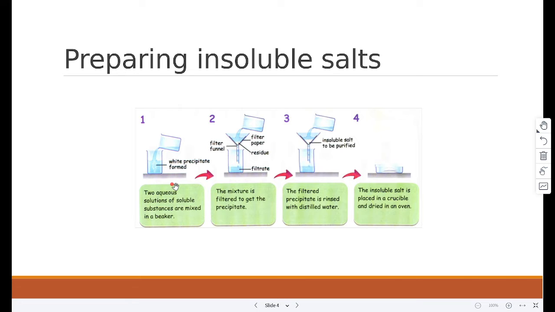We can start by dissolving soluble salts in water and mixing together using a stirring rod in a beaker. Then we can filter to remove the precipitate from the mixture and then wash the filtrate with water to remove any traces, and then we can leave it in an oven to dry.